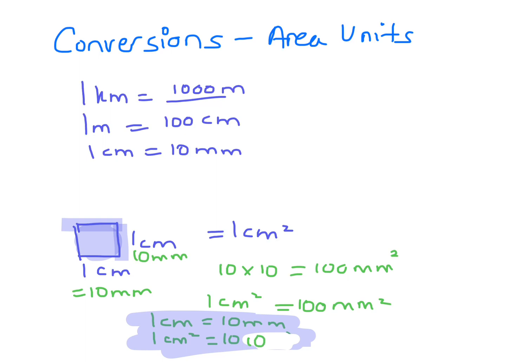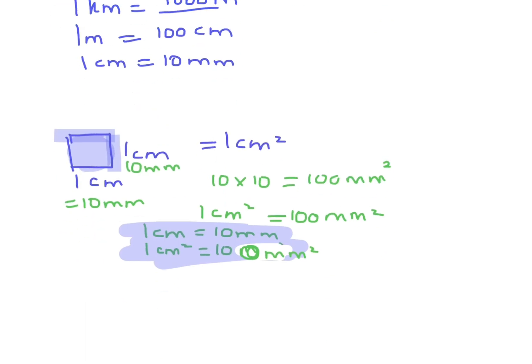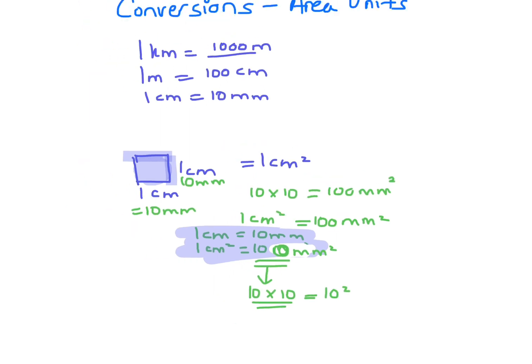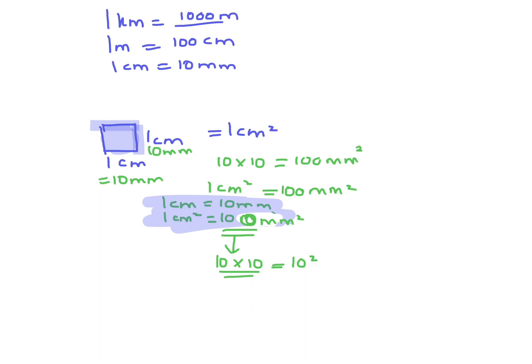So if you look at that, when it was the square units, it becomes twice as many zeros. So it was 10 by 10 instead of just 10, or 10 squared. So it's like twice as many zeros. And the same thing would happen if you had a metre squared.